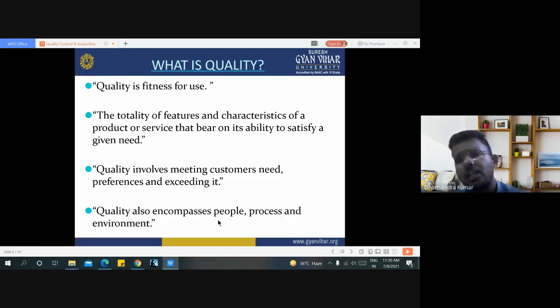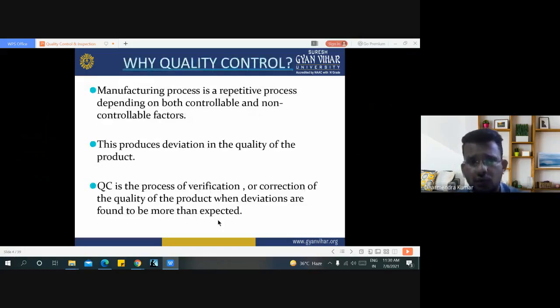Why is quality control needed in any manufacturing unit? The manufacturing process is a repetitive process depending on both controllable and non-controllable factors. There are various types of manufacturing systems, like continuous manufacturing systems, batch type manufacturing systems, and types based on the machines used. These depend on both controllable and non-controllable factors.